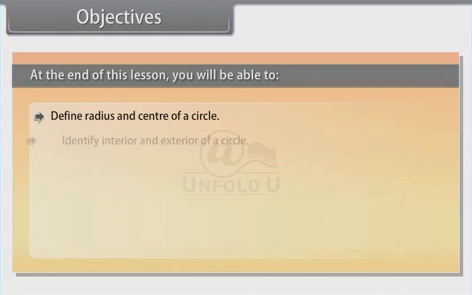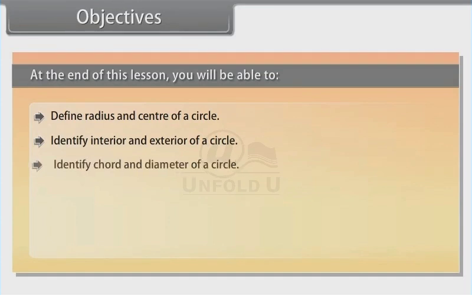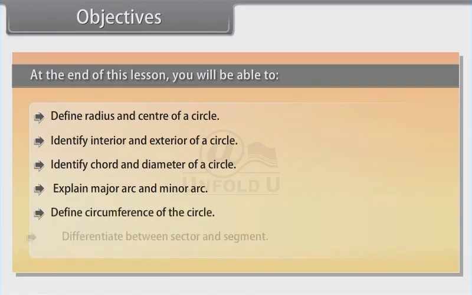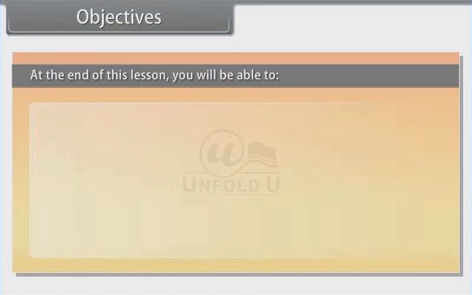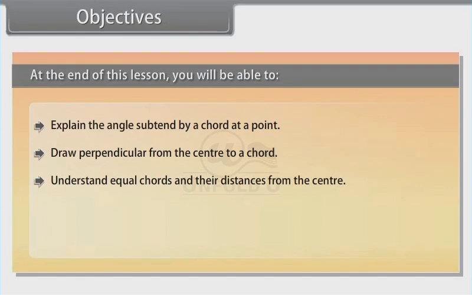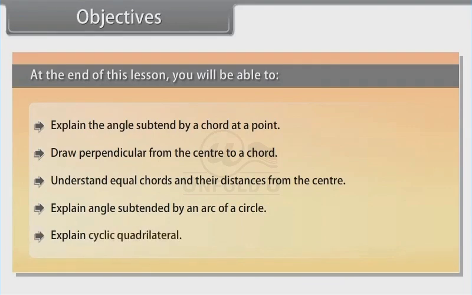At the end of this lesson, you will be able to define radius and center of a circle, identify interior and exterior of a circle, identify chord and diameter of a circle, explain major arc and minor arc, define circumference of the circle, differentiate between sector and segment, explain the angle subtended by a chord at a point, draw perpendicular from the center to a chord, understand equal chords and their distances from the center, explain angle subtended by an arc of a circle, explain cyclic quadrilateral.